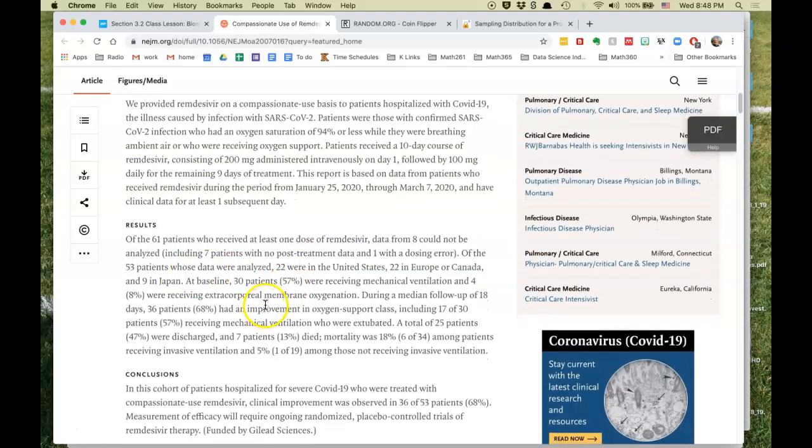But you'll notice something is missing here. So there's no margin of error, there's no confidence interval, there's no hypothesis test. Why? Well, these were available patients. It was not a randomized study. There was no control group. So this is just descriptive statistics. So going back to chapter 2.